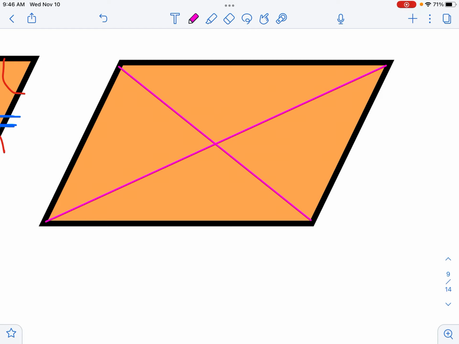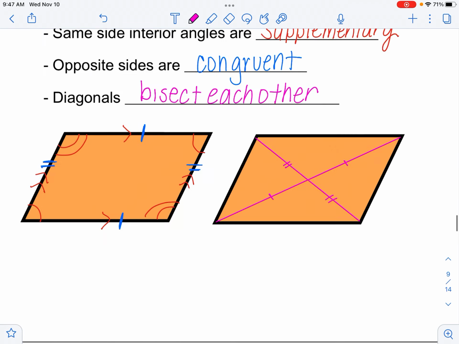They bisect each other. That means they cut each other in half. They're both like knives. So this piece is cut into two congruent pieces, and this piece is also cut into two congruent pieces.